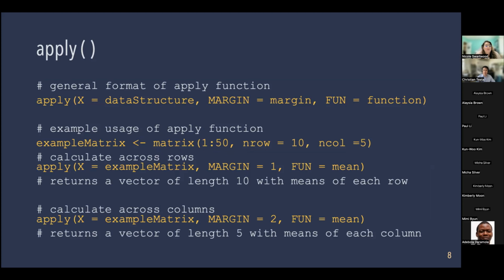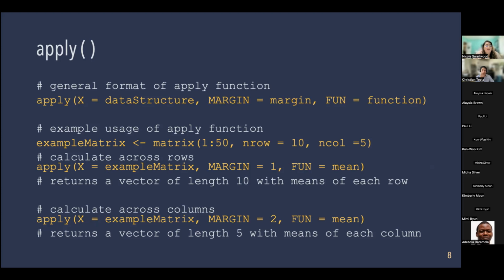For the apply function, you will typically pass 3 arguments, the first of which is the data structure to which you'd like to apply your function. And the second is called the margin, and this is going to control the dimension of the data structure that the function will be applied to. And the last argument is the function that you would like to apply to your data.